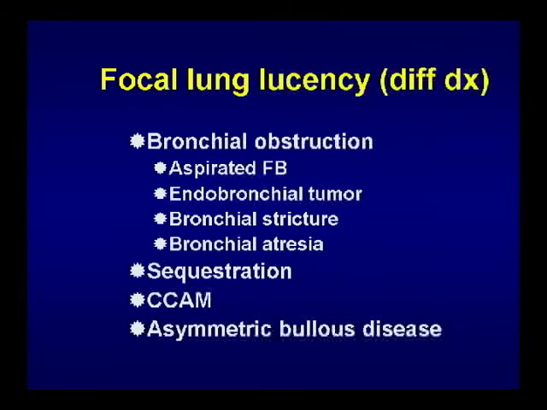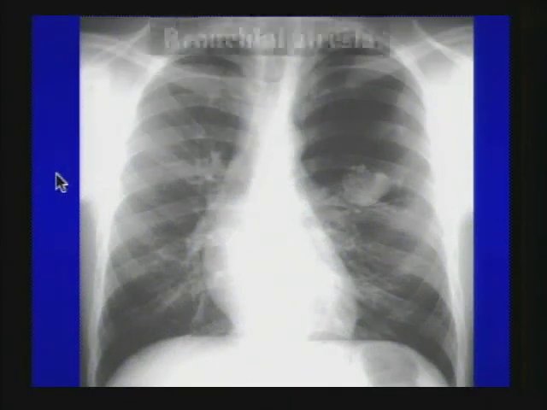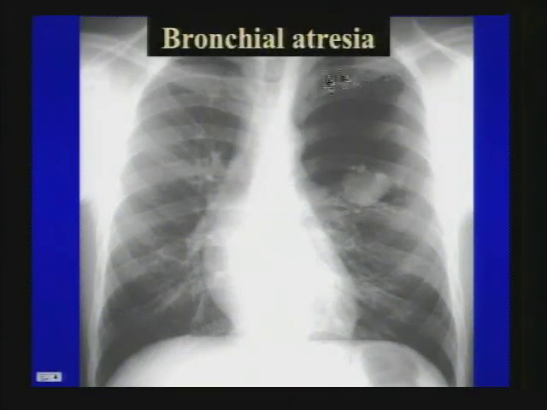Always remember, sequestration can be totally lucent, a little bit uncommon. That's certainly in the differential of focal lung lucency, CCAMs, and then some asymmetric bullous disease. But the majority of these cases of focal lung lucency are going to be from bronchial obstruction. This is a pretty classic example of bronchial atresia. Very, very prominent focal lung lucency. Centrally, there is an impacted bronchus, which may be tubular or nodular.